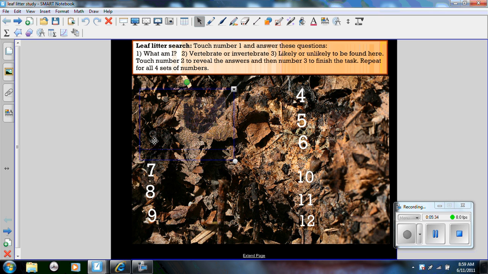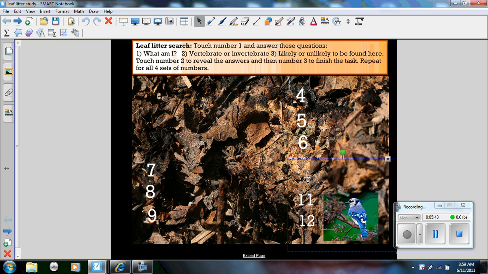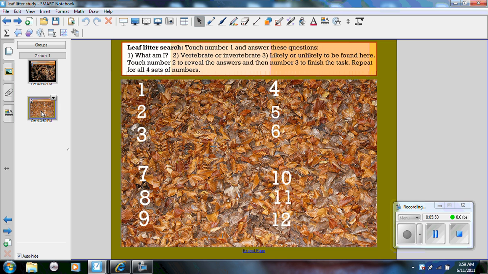And number 3, the image disappears. Another one for example. What am I? Vertebrate, invertebrate, likely or unlikely to be found here. The answers are revealed, and then it disappears. There's another page like this as well, with a different sample of leaf litter.